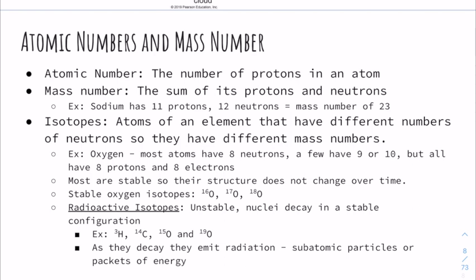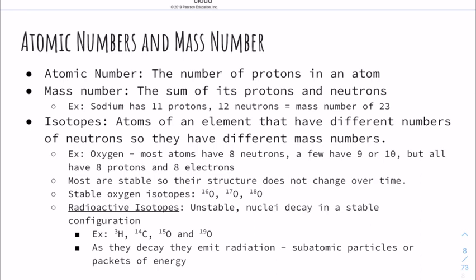So sodium usually has about 11 protons and 12 neutrons. That makes that mass number 23 because we add up the number of protons and neutrons. Isotopes are atoms of an element that have different numbers of neutrons, so they have different mass numbers. Like oxygen, most oxygen atoms have 8 neutrons. There's some that have 9 or 10, but they all have 8 protons and 8 electrons.